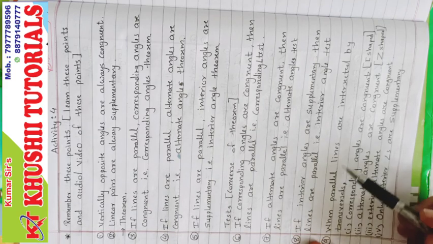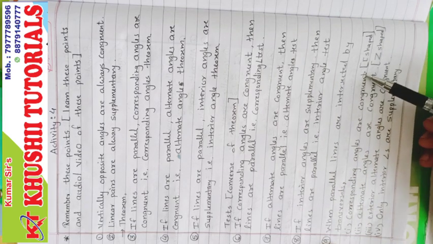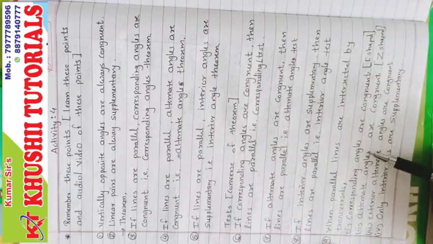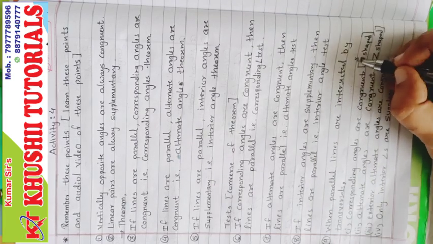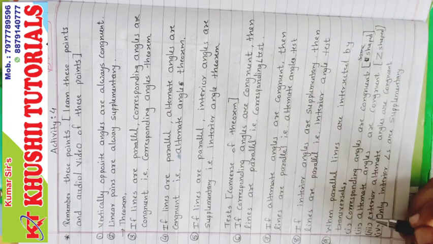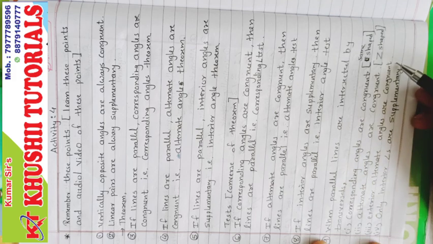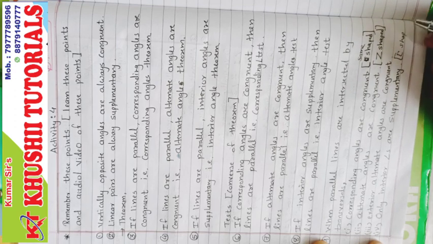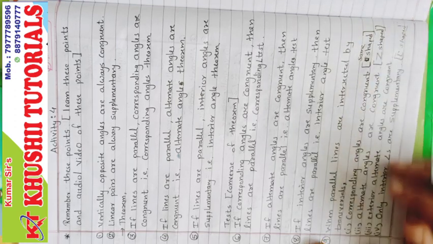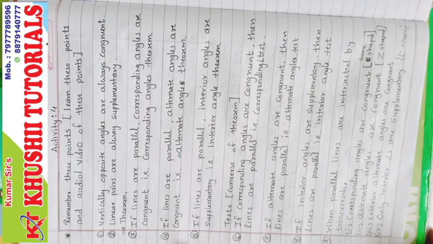When parallel lines are intersected by a transversal, corresponding angles are congruent, which are same-shaped angles. Sorry, corresponding angles are not C-shaped, they are same-shaped. Alternate angles are congruent, Z-shaped. Exterior alternate angles are congruent, and only interior angles are supplementary, and interior angles are C-shaped. So hope you understood Activity 4. You have to prepare and send me honestly.